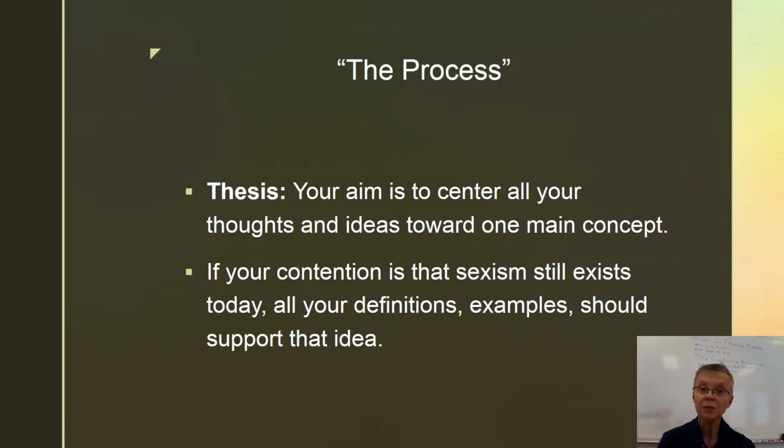Your thesis, your aim is to center all your thoughts and ideas toward one main concept. If your contention is that sexism still exists today, all your definitions, examples, and evidence should support that idea. You lay out the definition, and you apply that definition to the status of your topic as it is today.